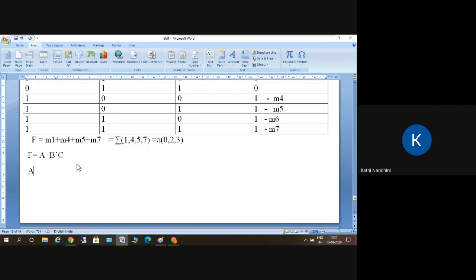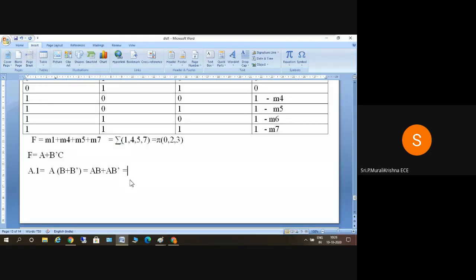Or b plus b bar or c? Yes, sir. So a plus a bar is equal to 1, b plus b bar is equal to 1, and c plus c bar is equal to 1. So if I multiply this a with b plus b bar, it doesn't make a difference. If I multiply a into 1, and 1 can be written as b plus b bar, that way I can write it as ab plus ab bar. So this is ab plus ab bar, which is equal to a.